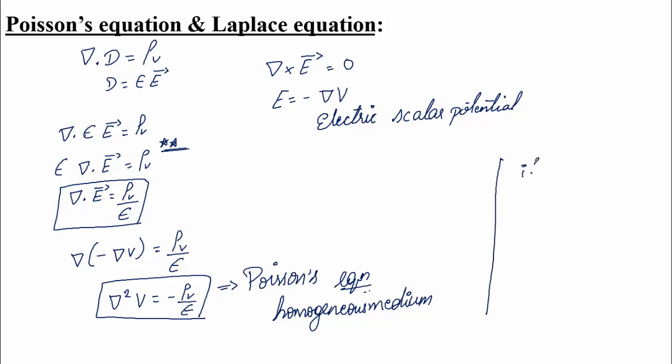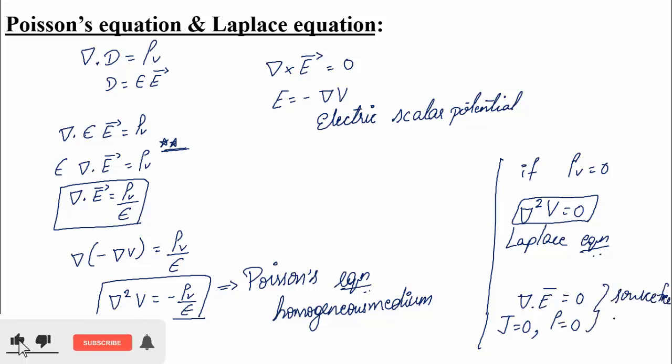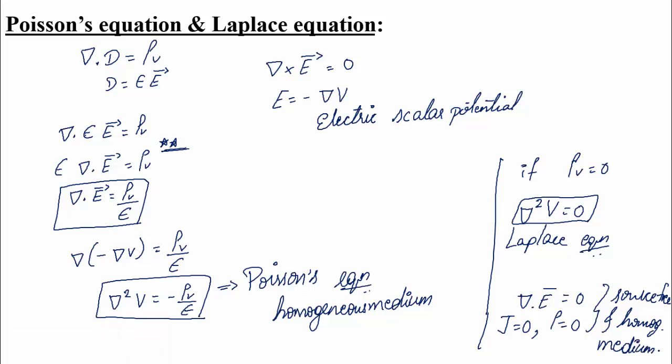Say suppose if rho V equals 0, then I'll be getting del square V equals 0. This is Laplace equation. Whenever you are getting del dot E equals 0, or if you are taking J equals 0 as well as rho equals 0, then it is a source free medium and homogeneous medium. So this is very, very important.